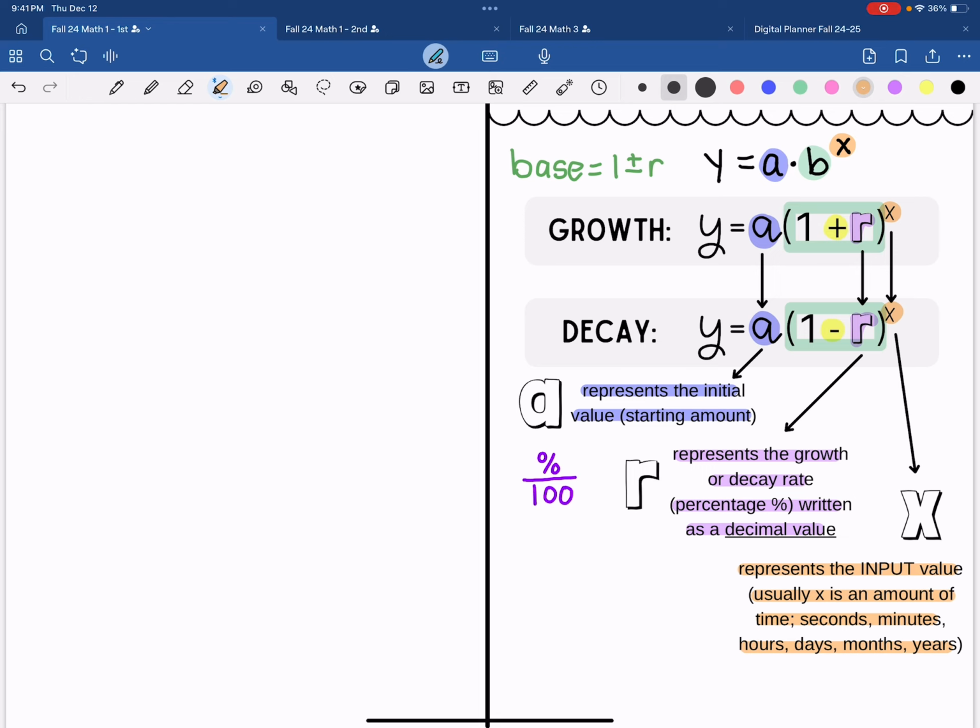With all of this, the a value is still going to be your initial value. That's still going to be the same. Your rate is the percentage that's given to you, and you're going to divide that by 100. My x is the time frame that they're asking you to calculate. And all of the 1 plus r's and the 1 minus r's represent the base.